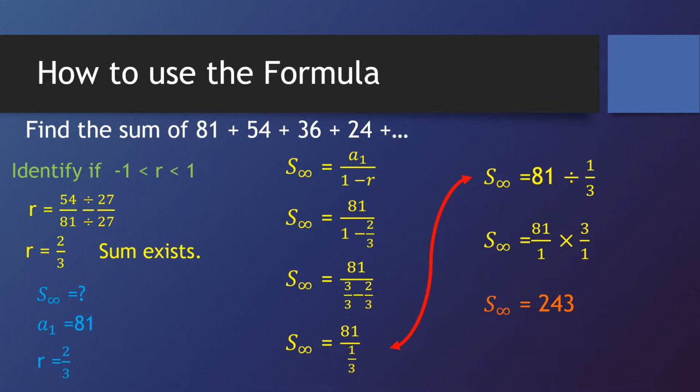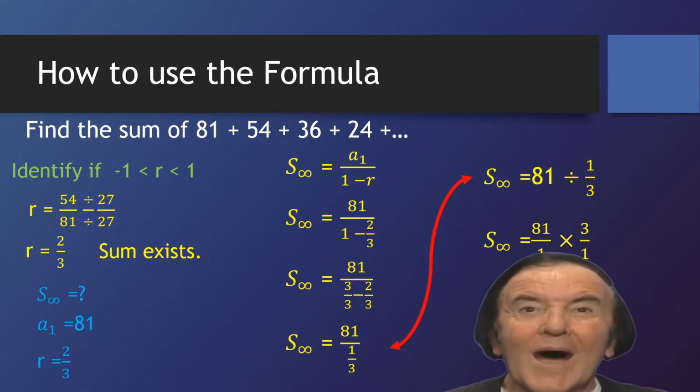So if we add 81 plus 54 plus 36 plus 24 and so on, the sum is 243. Wow!